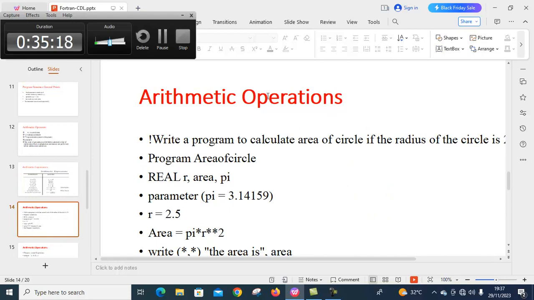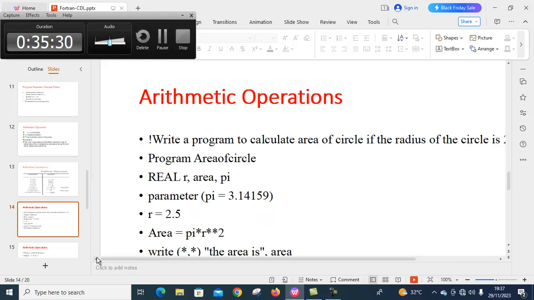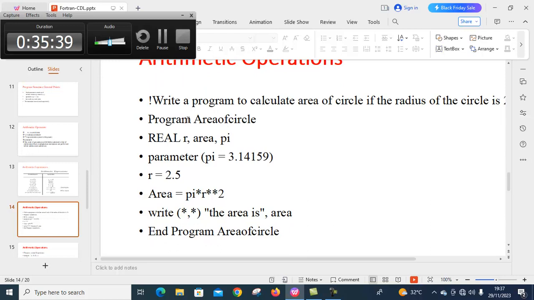Still talking about arithmetic operations. Here you are asked to write a program to calculate the area of a circle if the radius of the circle is 2.5. Look at the statements. The program name is area of circle, and the variables are declared as real: r, which is for radius, area, and pi. The parameter is what? Pi is a constant, 3.14159.